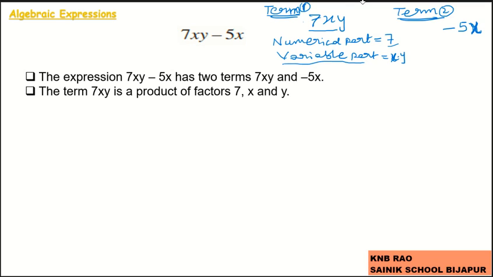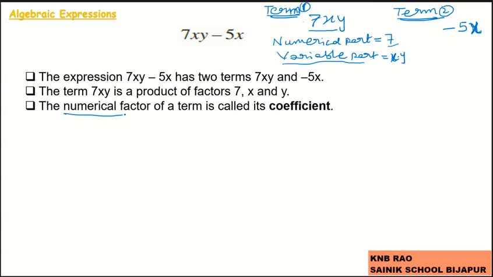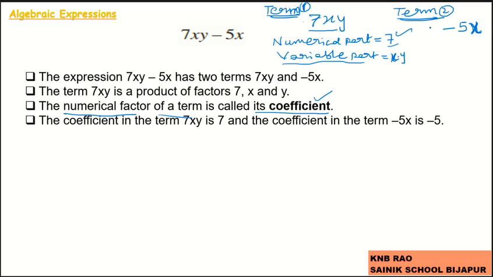Now, very important, I'm going to explain the term called coefficient. What is a coefficient? Generally, the numerical factor of a term is called its coefficient. So what is the coefficient of 7xy? It is 7. The coefficient of the term minus 5x is just minus 5. So the coefficient of the term 7xy is 7 and the coefficient of the term minus 5x is minus 5.